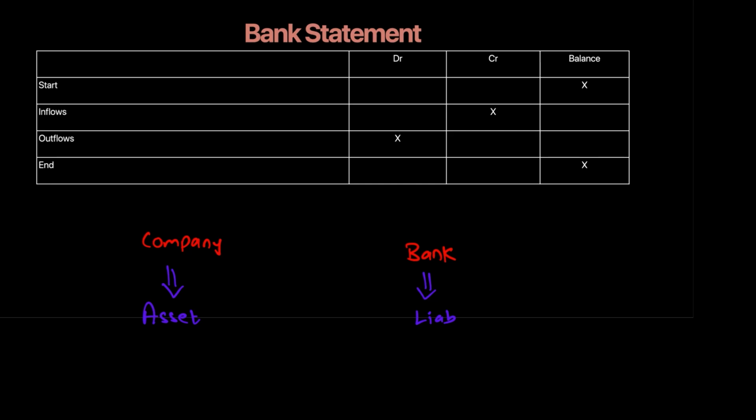So now in a bank statement, what will happen? All inflows should go on the credit side. Remember in the cash book, inflows were going on the debit side, but with the bank statement, inflows will go on the credit side and all outflows should go on the debit side. All right, so we're primarily talking about our bank account, and that should be our ending balance. Now, our job over here is to do the following.